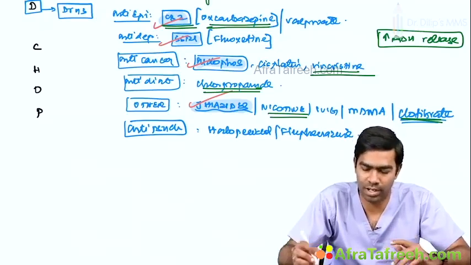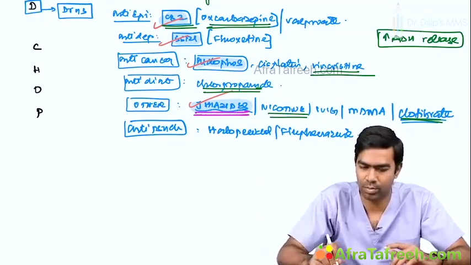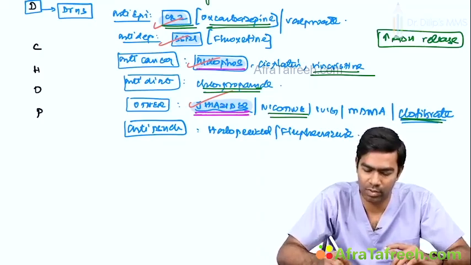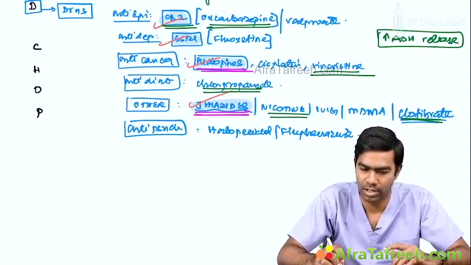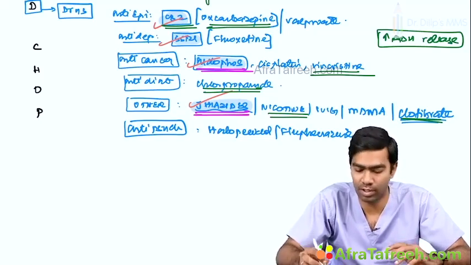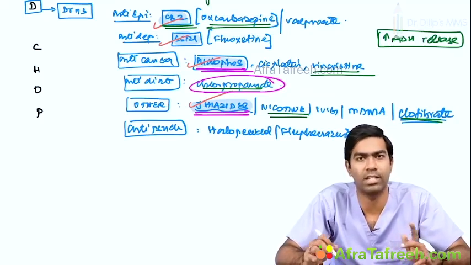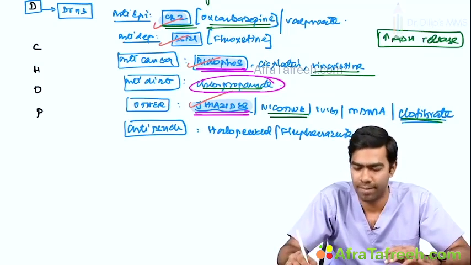Whenever I talk about potentiating ADH action, the first thing that should come to your mind is thiazide diuretics. They are going to potentiate the ADH action. Then cyclophosphamide potentiates ADH action. Even chlorpropamide can also potentiate it. It can happen by multiple mechanisms. These are the agents that potentiate the ADH action.